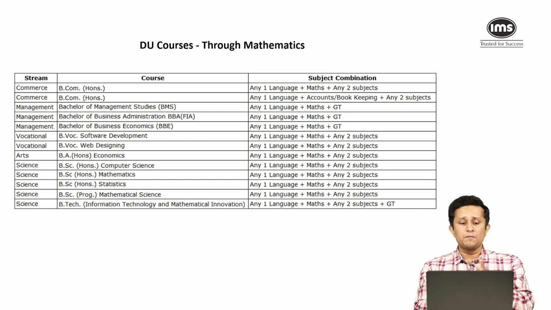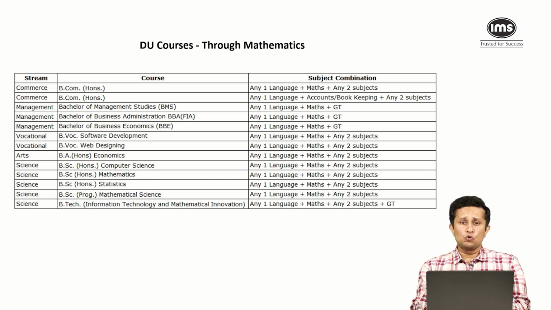What about the three management programs? That is BMS, Management Studies, Business Administration, Business Economics. Here you are forced to take maths. For sure, you are forced to take the general test. Without either, you cannot apply to this program. So it's a fixed combination: English, maths, general test. You can keep adding subjects, but the key subjects will be these three.